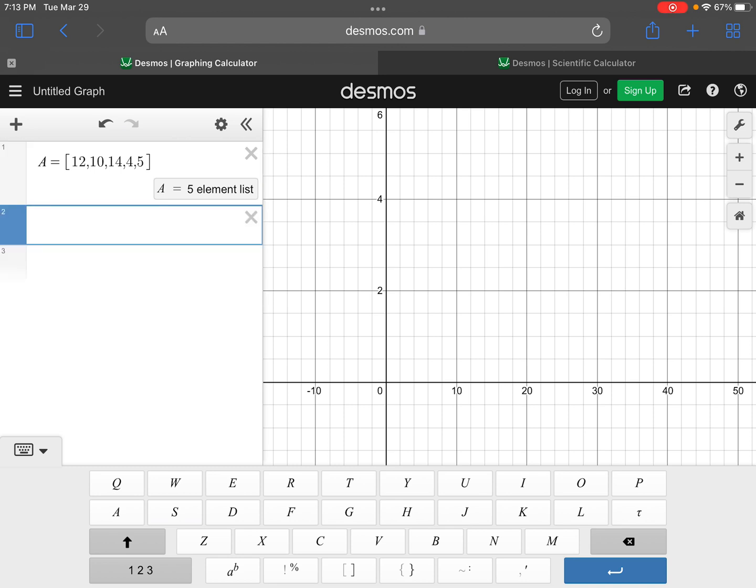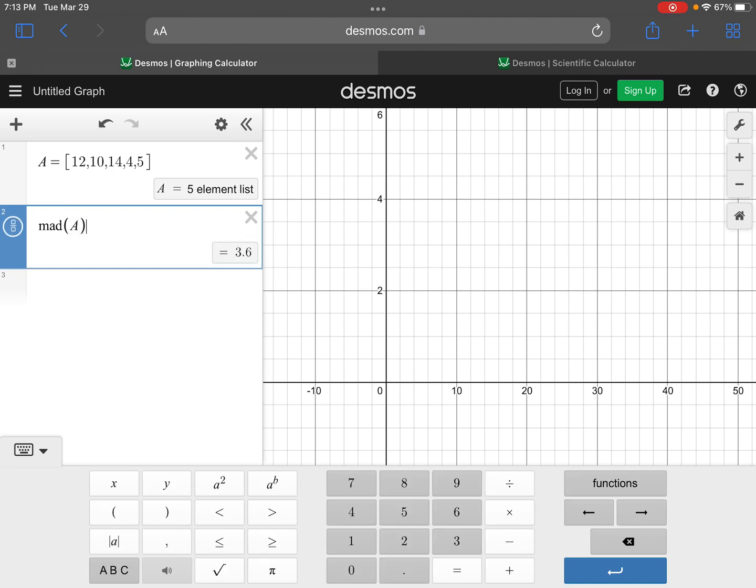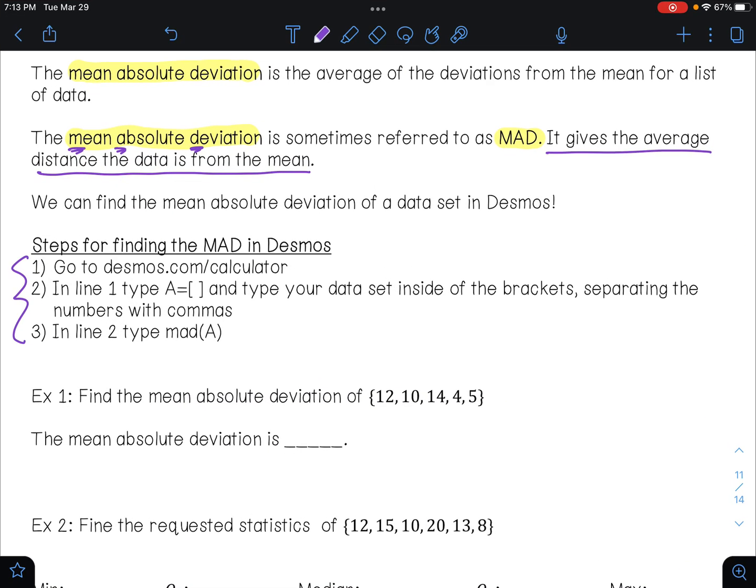And then for mean absolute deviation, we are going to type in MAD, and we're going to find the mean absolute deviation of list A. And we get 3.6. So the mean absolute deviation is 3.6. So again, that means that these numbers, on average, are 3.6 units away from the average of these numbers.